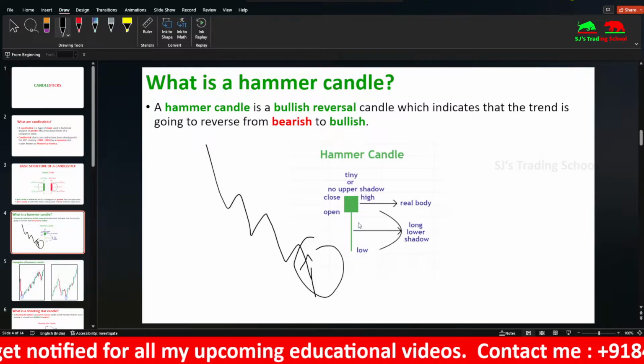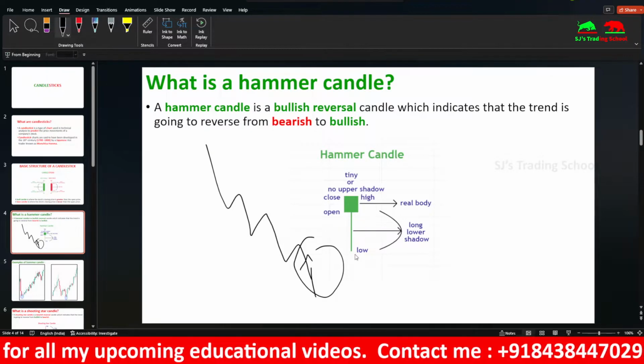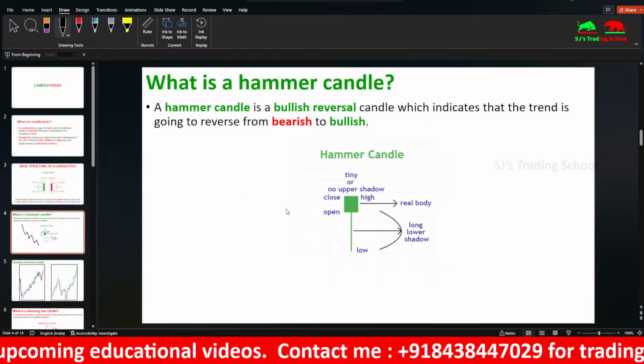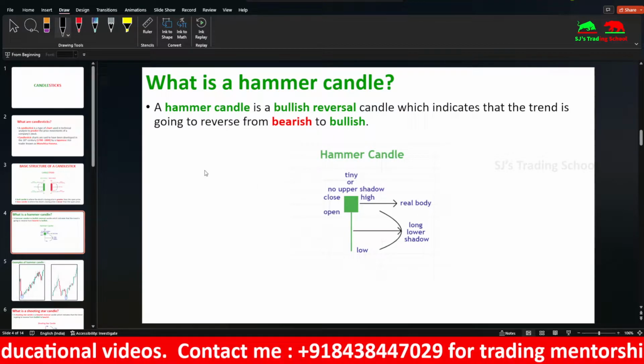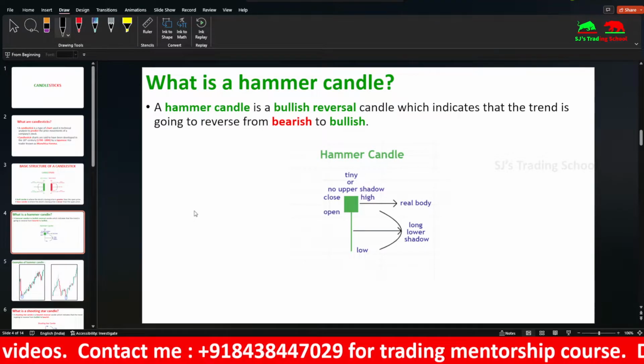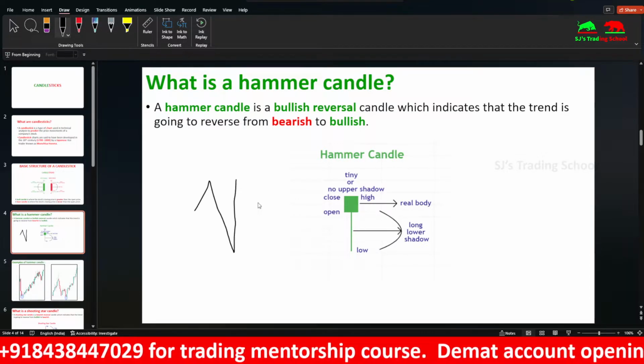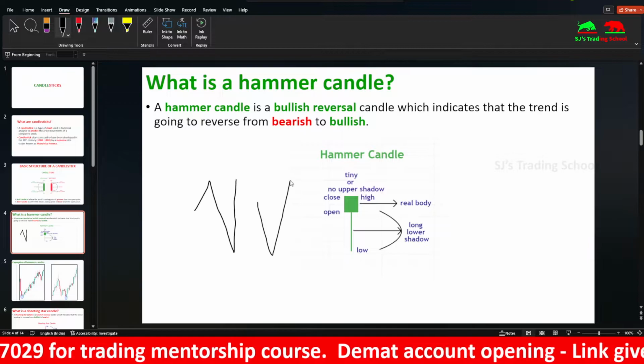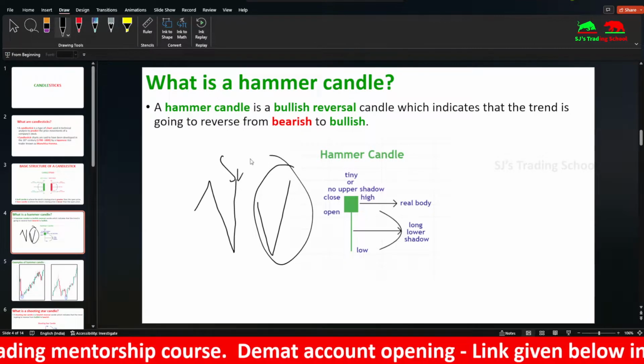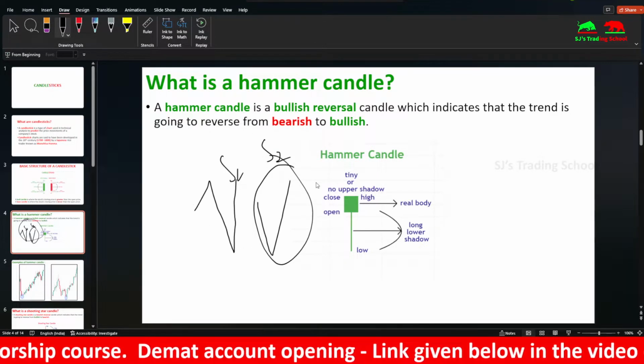This is what is happening in the scenario of the hammer candle. In this case, it might happen like this: open, high, low, and close, or open, low, and so on. This is scenario one, and this is scenario two. It might happen like this.